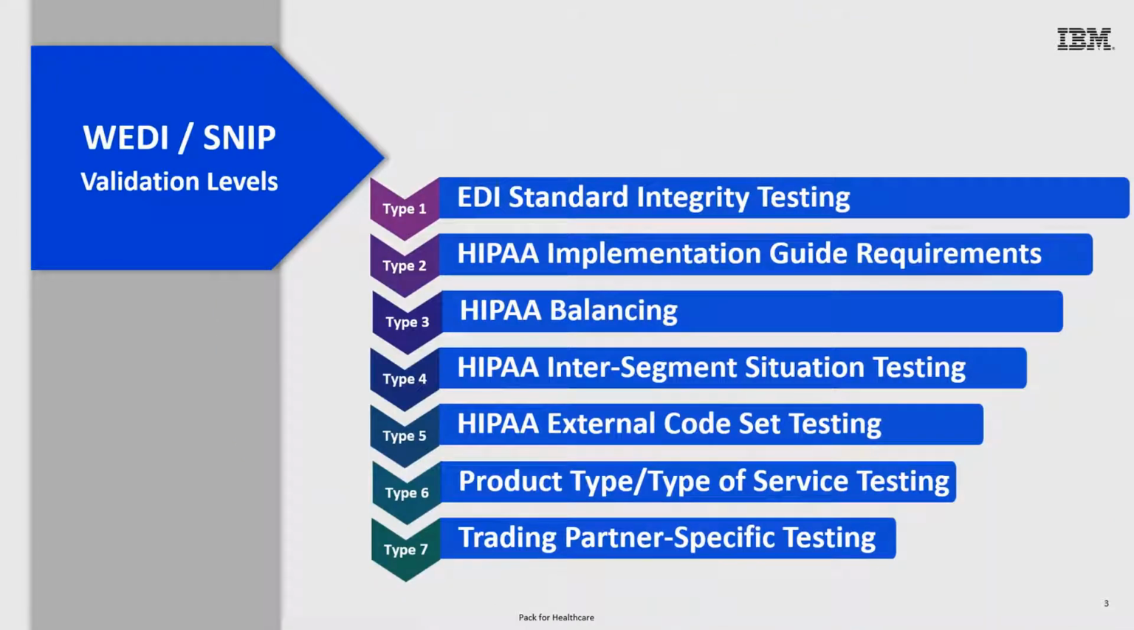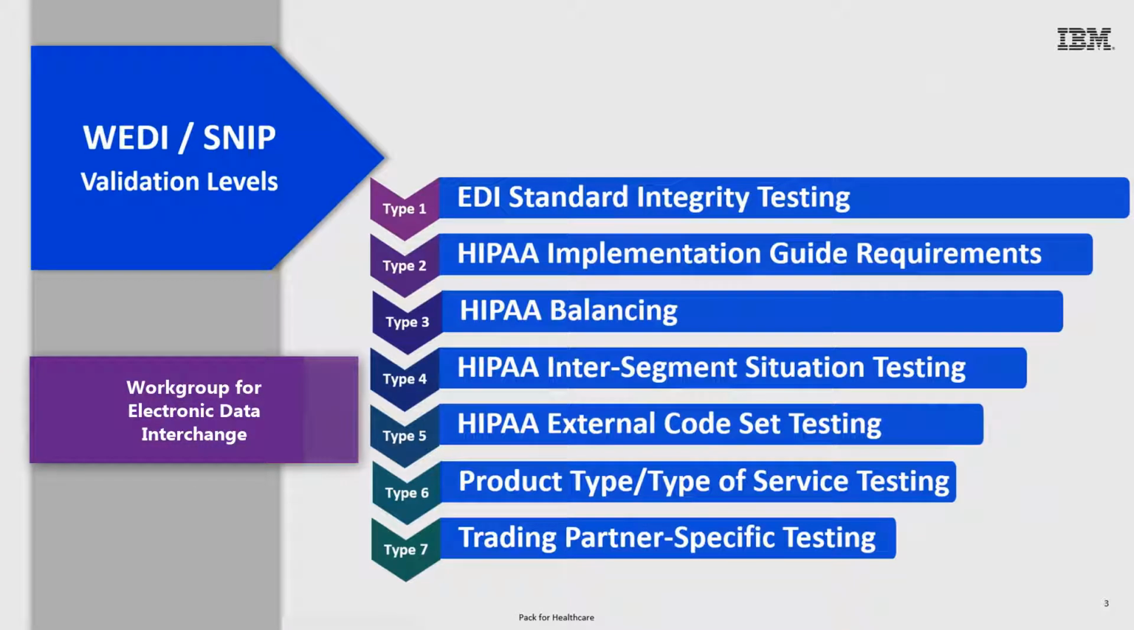HIPAA data validation is typically described in terms of levels or types numbered from 1 to 7. The good news is that the ITX HIPAA data compliance utility can be configured to validate based on these types, including type 7. These types were defined by WEDI, or the Workgroup for Electronic Data Interchange, in a white paper in 2002 to help the industry define and articulate how stringent the data is or needs to be validated in different cases.